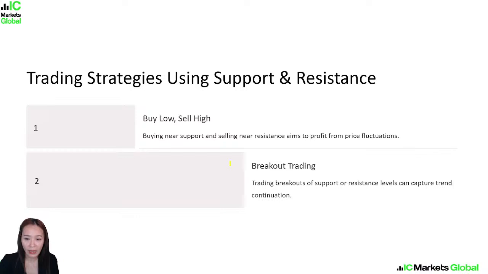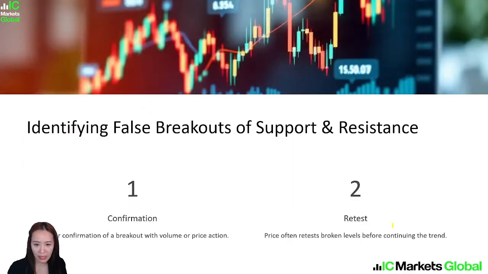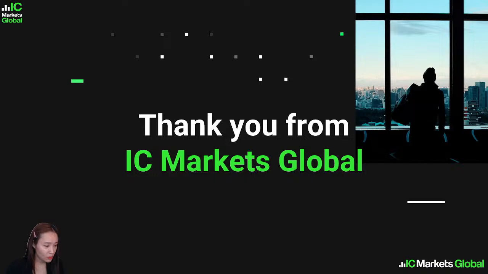You know that we buy low, sell high. You already know that, so I don't want to go too much on this slide. Identify breakout of support and resistance, like confirmation. Like I said, if you want to wait for confirmation, you need to go to the lower time frame, right? You can use the volume, but usually I use price action the most, combined with Fibonacci or retest. Price action trades the broken level before continuing the trend. Either you wait for confirmation or retest. Okay, that is all for today, guys.